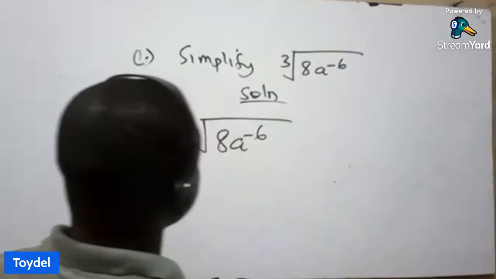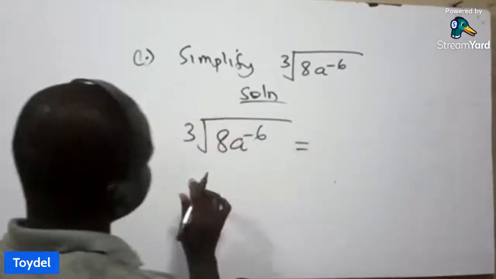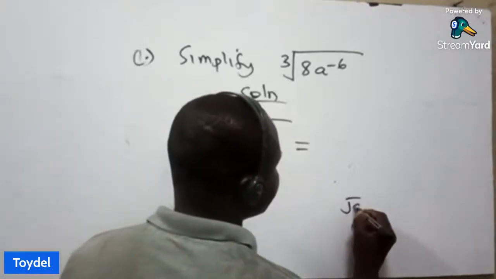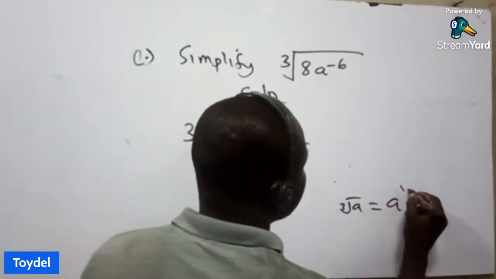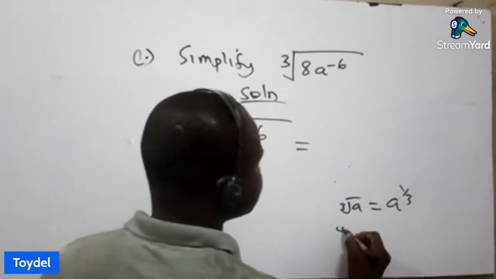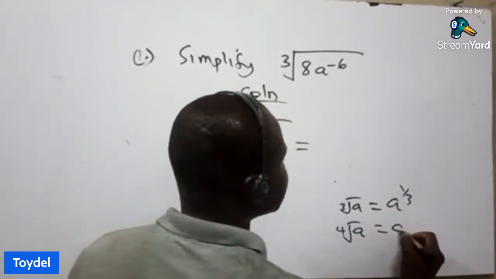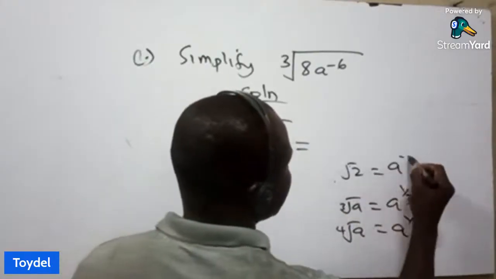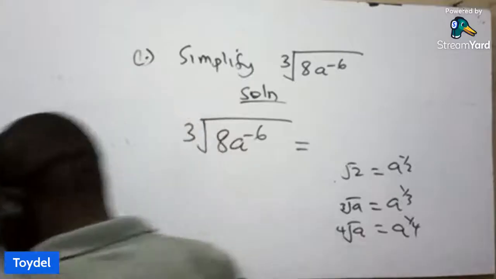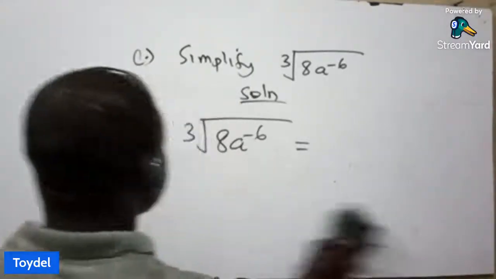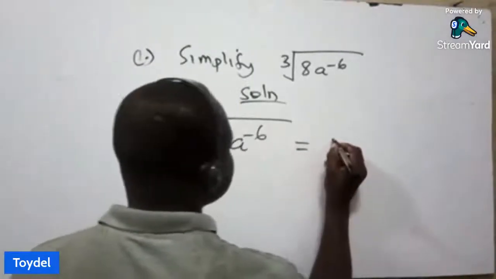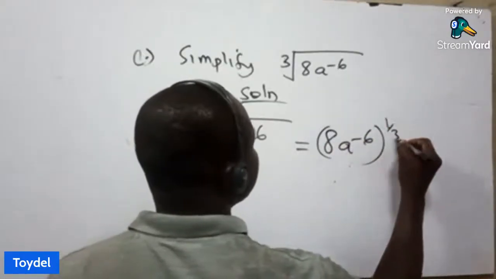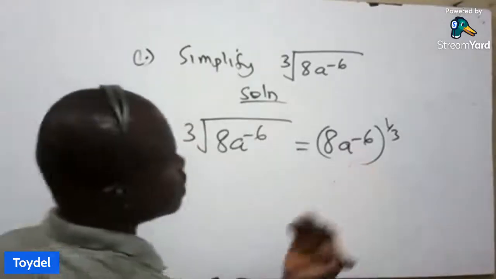So how do we approach this? Of course, if you don't want to stress yourself, just rewrite the cube root. The cube root of a is the same thing as a raised to the power 1 over 3. If you have the fourth root of a, that will be a raised to the power 1 all over 4. But if you have square root, it is a raised to the power half. You understand? So with this, we can rewrite what we have here as 8a to the minus 6, everything raised to the power 1 all over 3. This is the same thing as this.